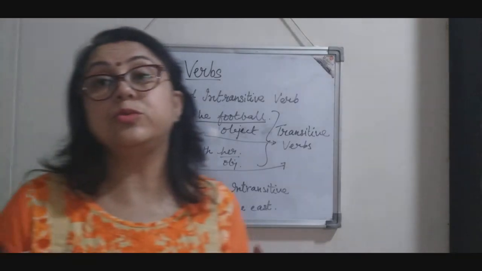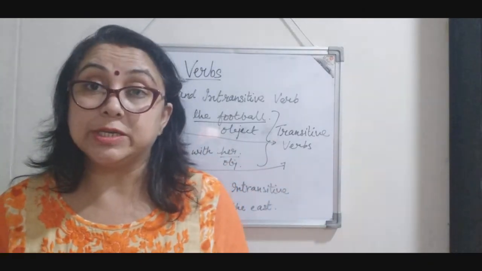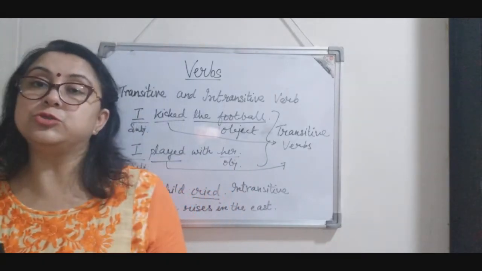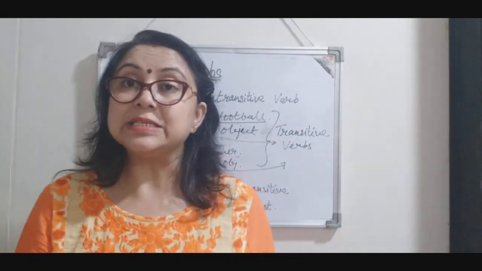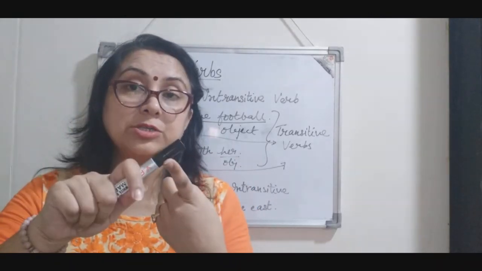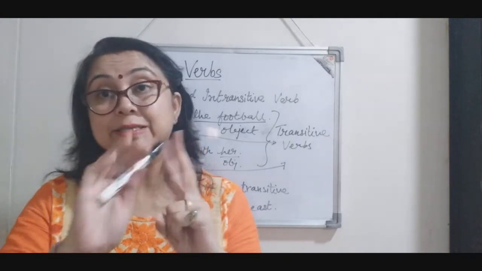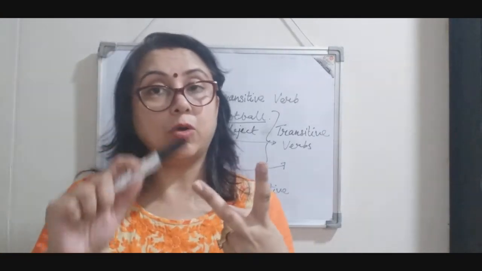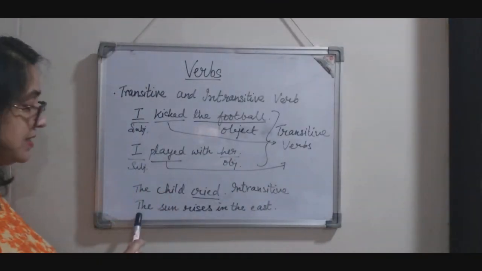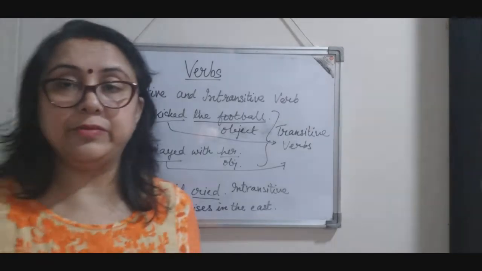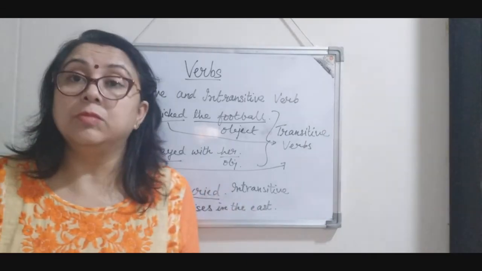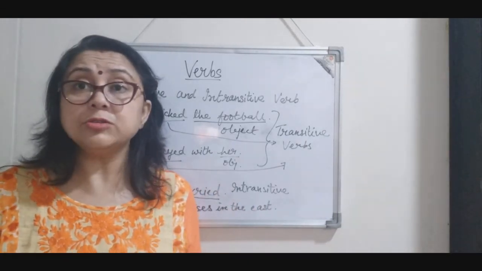Now, most of you will say east is the object, but no, it's not the object. Why? Because I told you earlier that to find out the object, we put up a question of what or whom, right? Nothing else. What or whom. So if we ask a question to the subject, the sun rises what? Will we get any answer? No. The sun rises whom? Any answer? No, of course not.